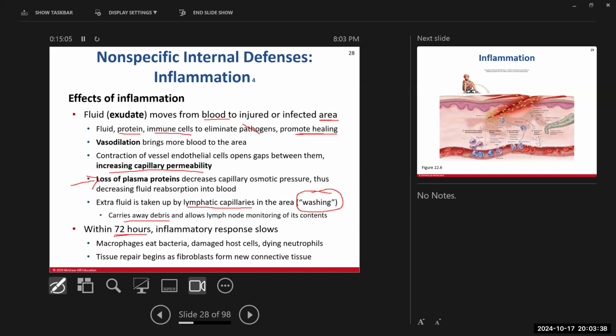Chronic inflammation could be a bad thing, and I'll address that later on. But after 72 hours, things start to slow down. Pretty much, hopefully, we've stopped any bleeding that's going on, but also we've handled what's going on in that tissue locally. And now we've just got to get rid of the fallen soldiers, so to speak, and start repairing the damaged tissue. That's when the fibroblasts come in and they start laying down collagen to help the healing process there.